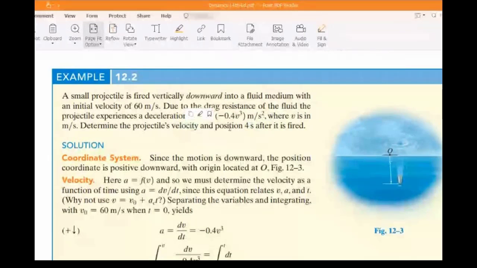You have the initial velocity and you have the acceleration function. So if I have a function, what should we do? Integration or differentiation? Integration. As for the coordinate system, since the motion is downward, the position coordinate is positive downward. So they are taking positive downward, and you see they have written it here.